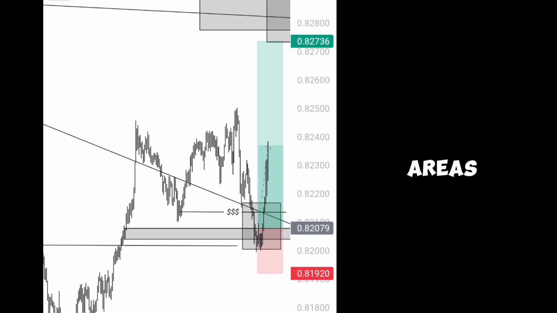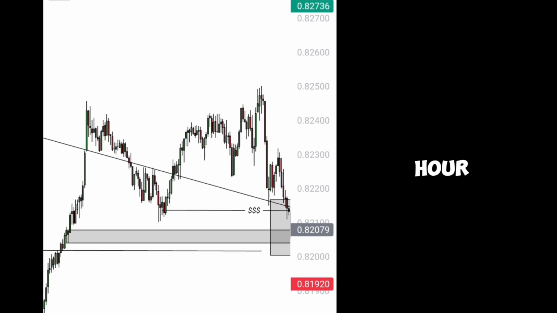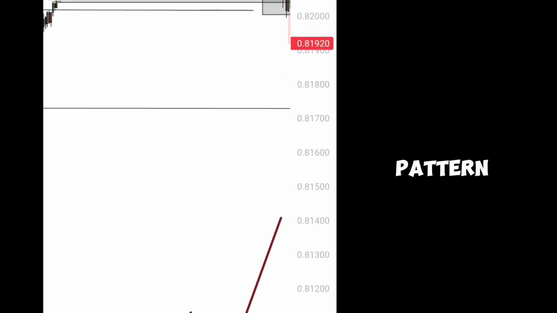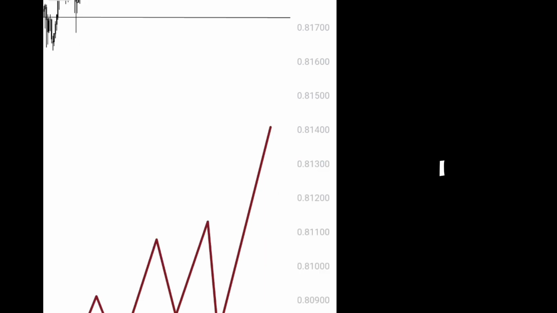You mark out your areas from the 4-hour time frame, you come to the 1-hour time frame, you come to the 15-minute time frame, and then you look for your entry pattern like this, like I taught you in the line chart video. So if you have not seen that video, do well to go check it out. I've talked about strategies that can help you maximize your trading profits.